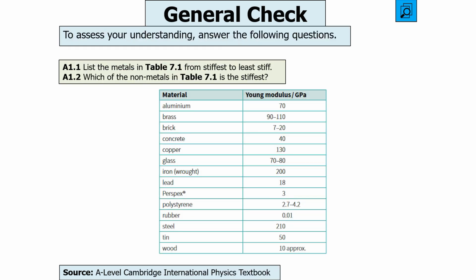The next question says, list the metals in the table below from the stiffest to the least stiff. Then which of the non-metals in table 1 is the stiffest? So pause the video now, then unpause the video when you want to go through your answer.